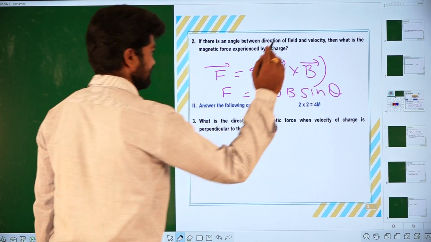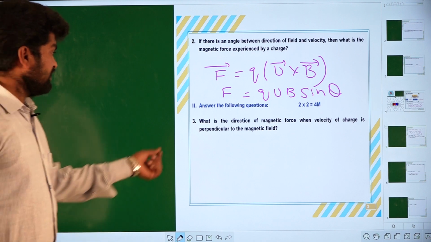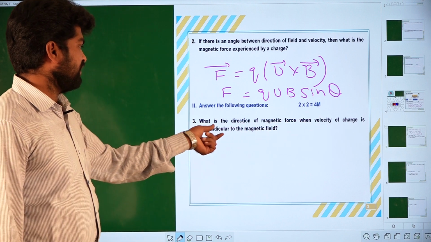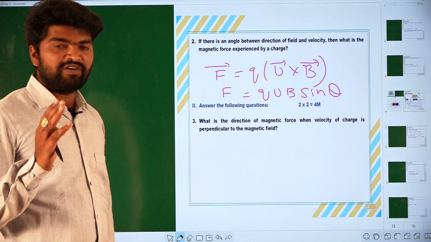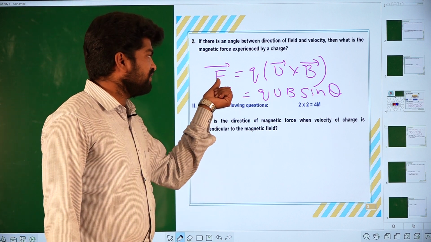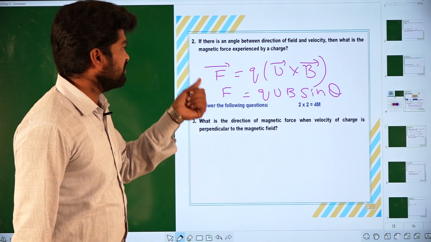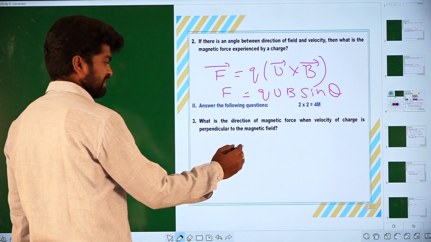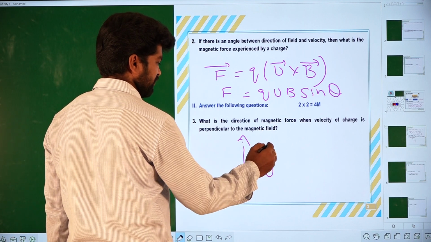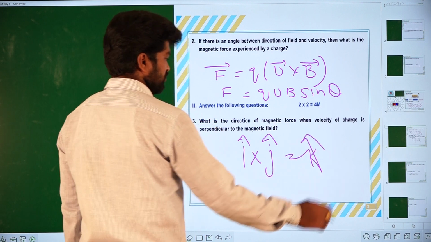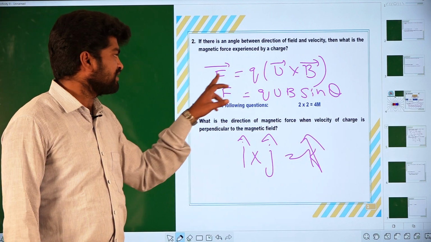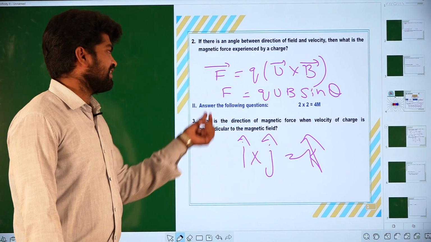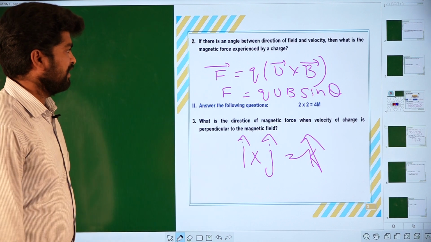Then coming to the next question, that is the third one. What is the direction of magnetic force when the velocity and charge are perpendicular to the magnetic field? We know the property of cross product, that is, the direction of this force is always perpendicular to the plane containing V bar and B bar. You all know that in case of vector product, if you take i cap cross j cap, you are going to get k cap. So similarly here, the direction of magnetic force when these both are perpendicular to each other is perpendicular to the plane of V bar and B bar.